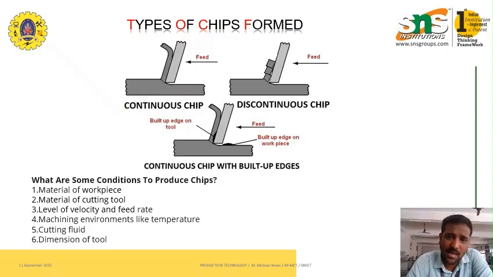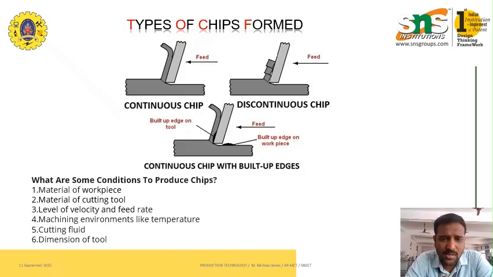And in the same example of pencils, when we sharpen, in certain cases the thickness or layer of the chip formed will not be uniform. Sometimes there will be bulges or edges that can be formed. Those are called continuous chips with built-up edges.